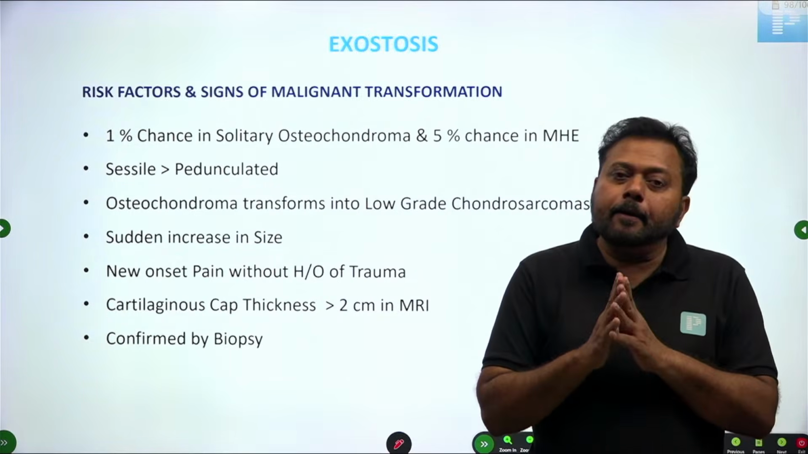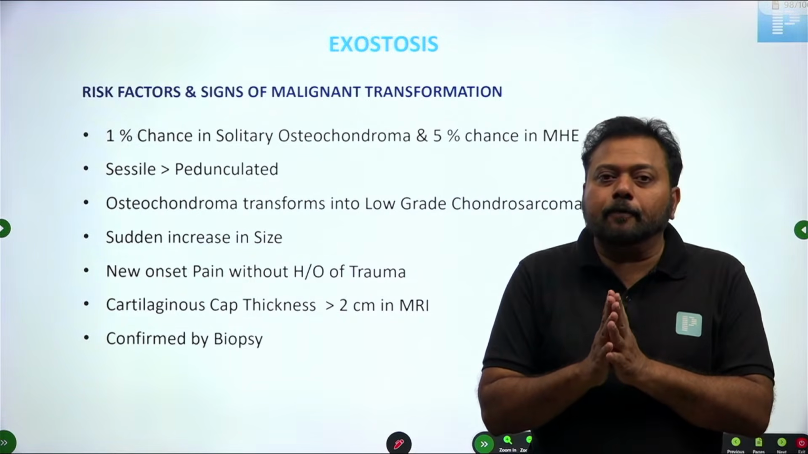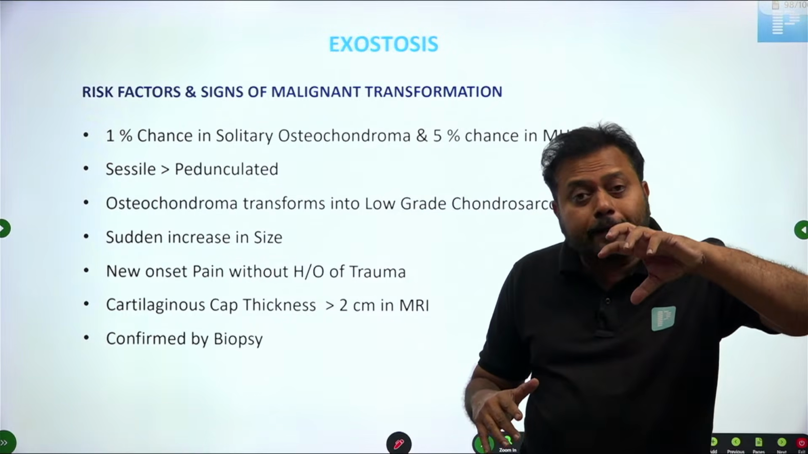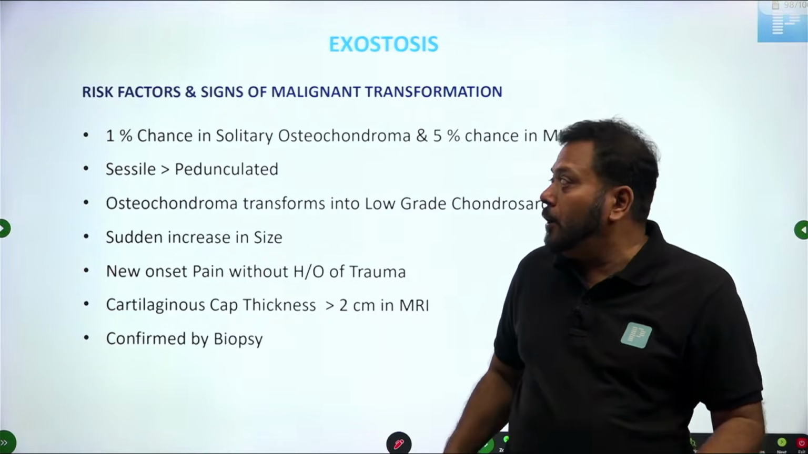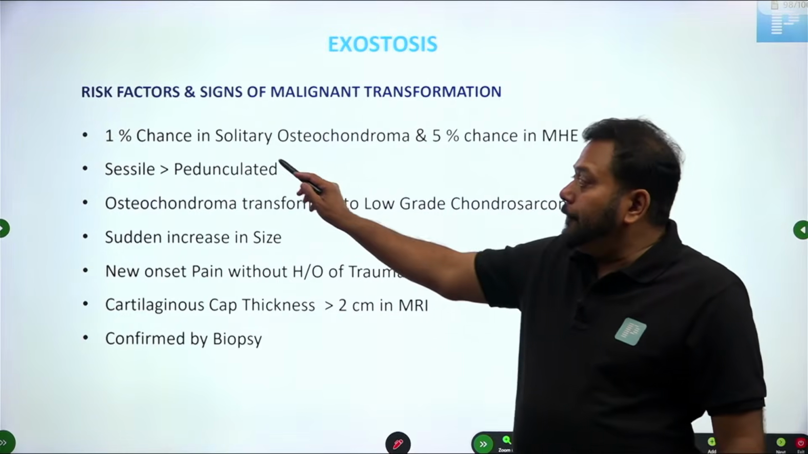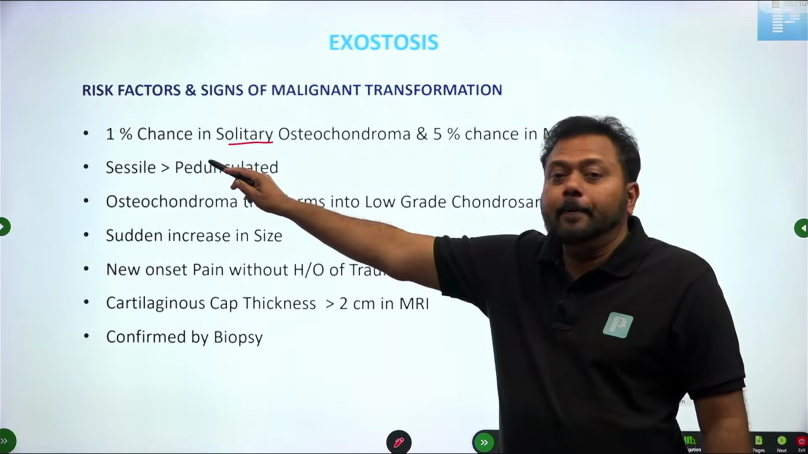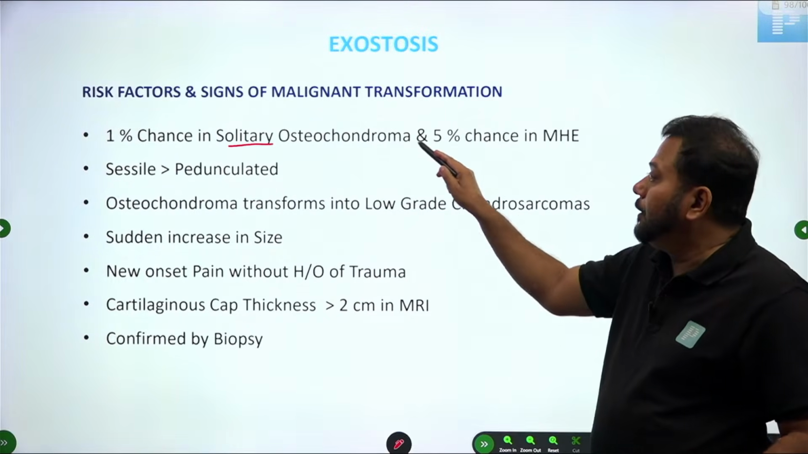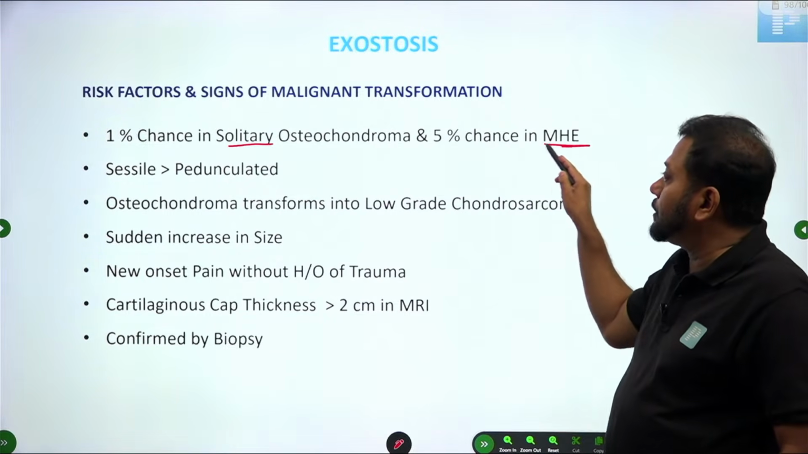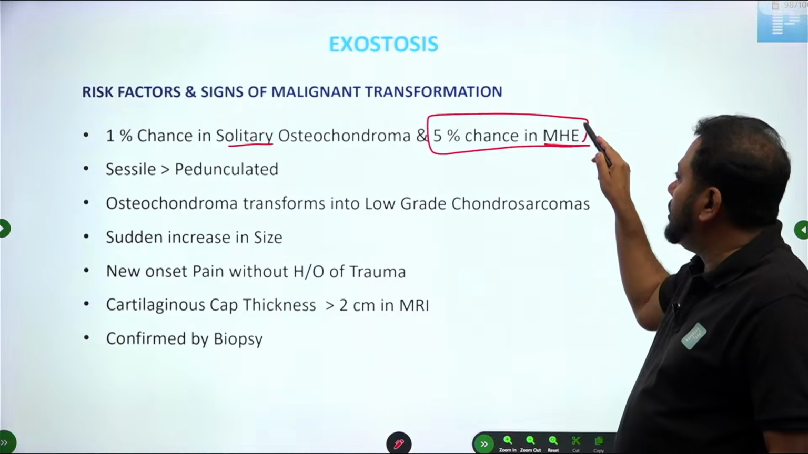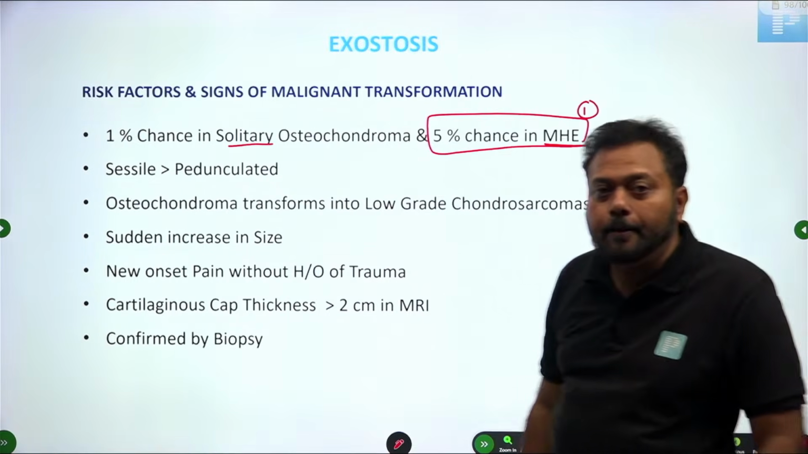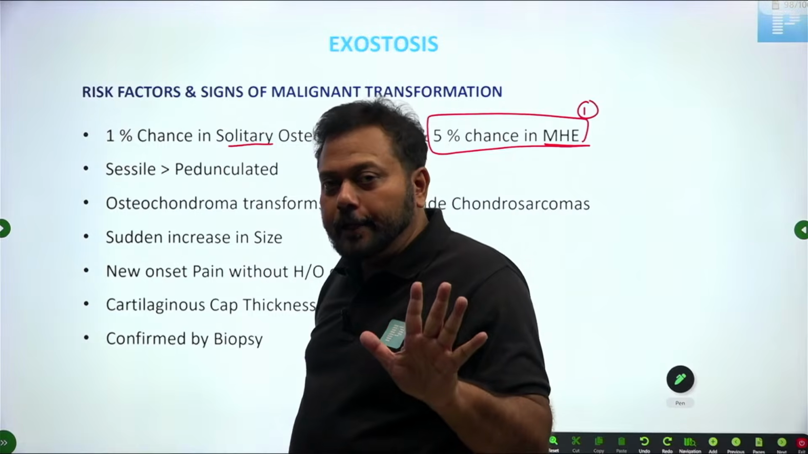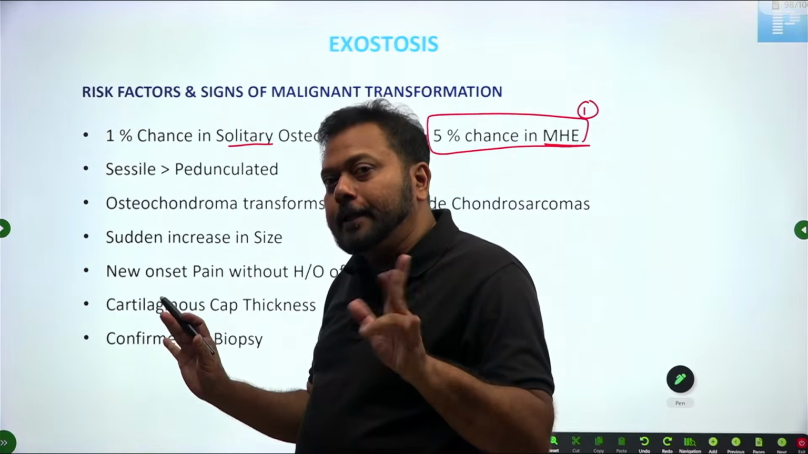What are the risk factors for a precancerous condition? What are the risk factors that an osteochondroma can get converted to chondrosarcoma? See, if it is solitary, the chance of malignant transformation is only 1%. If it is multiple, that is multiple hereditary exostosis, the chance is 5%. So this is the first risk factor, multiple hereditary exostosis. Single lesion, less chance. Multiple lesions, more chance.